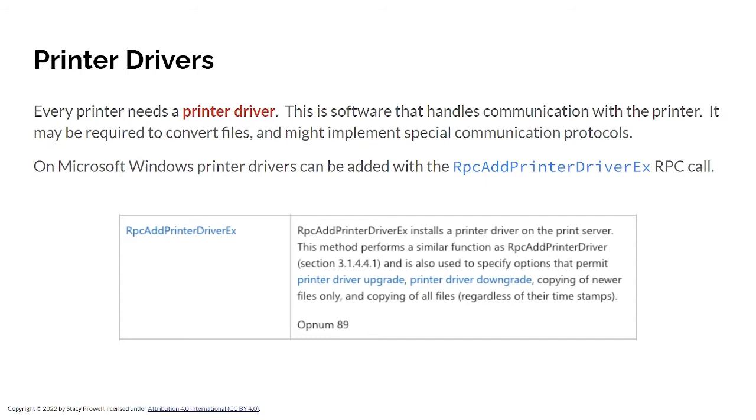And you add printer drivers with a remote procedure call interface. RPC is remote procedure call. It's a way of invoking a function, potentially on another machine, over the network. The one you use is RpcAddPrinterDriverEx. It installs a printer driver on the print server, right? You may have a computer on your network that is the print server. It's sort of responsible for managing that. This method performs a similar function, and so on. And there's this opnum at the bottom, which is the operation number for the RPC call. This is basically like the opcode for it.